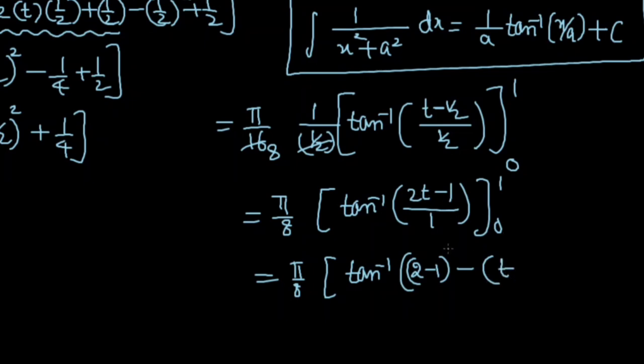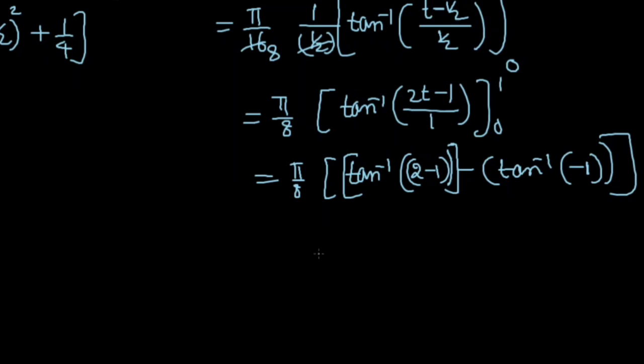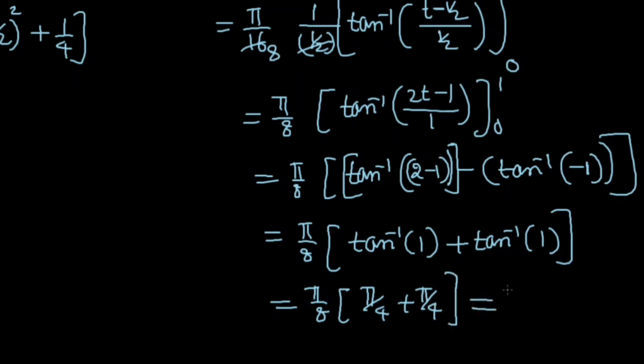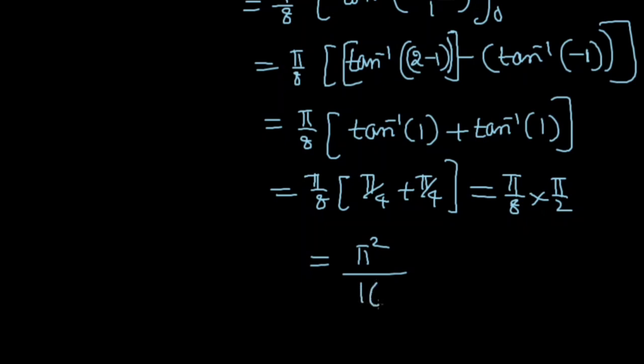So here we can say upper limit done, minus lower limit, tan inverse of 0 substituted in the place of t. So 0 minus 1, minus 1. So this is upper limit minus lower limit done. Next, pi by 8. So tan inverse of 1. Tan inverse of minus 1 is minus tan inverse of 1. Minus minus plus tan inverse of 1. Okay. So when you get 1 in tan, it is pi by 4 plus pi by 4, pi by 2. So pi by 8 into pi by 2, which is pi square by 16, is the answer.